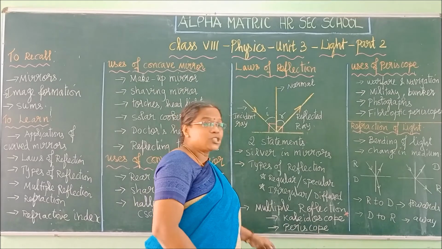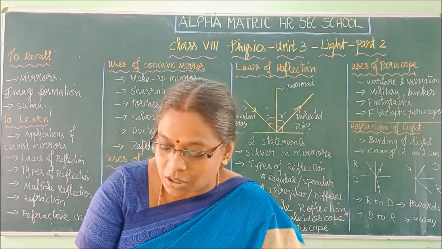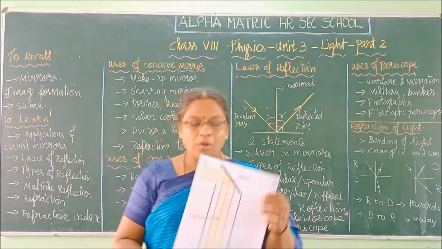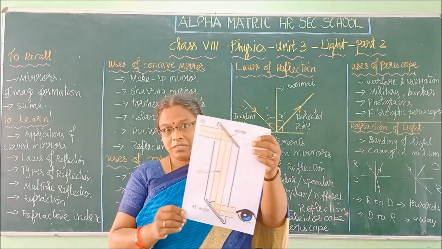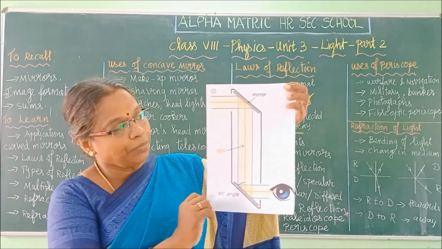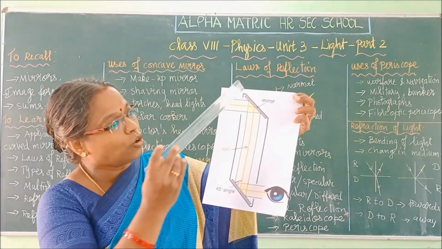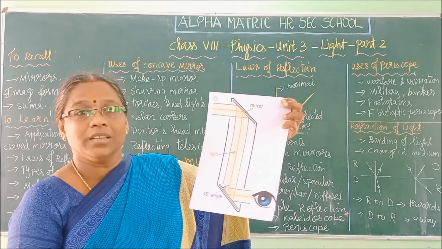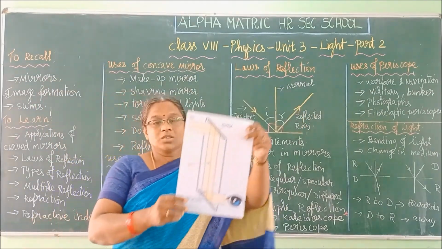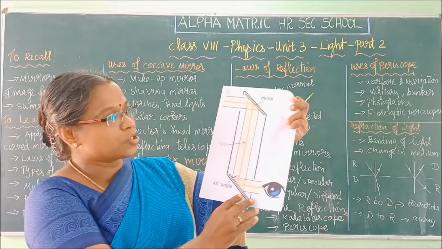Now we are moving to the periscope. I will tell you the periscope structure here, children. This is about a periscope. Where we are using it, we will see, right? Now here you see, a periscope is about two mirrors kept like this, children. So we have seen the structure of the periscope.